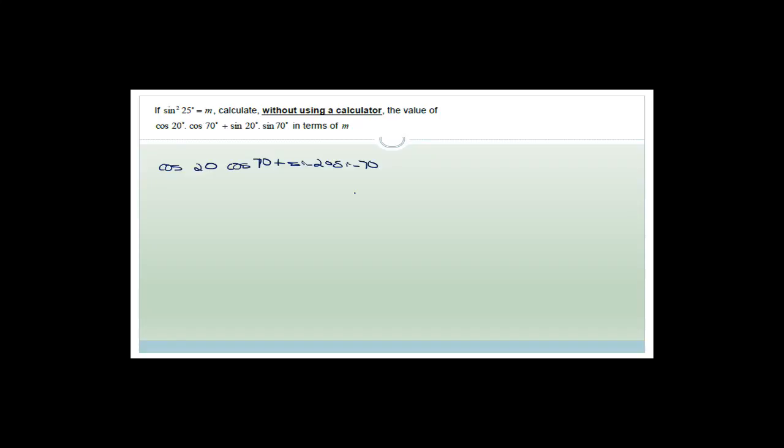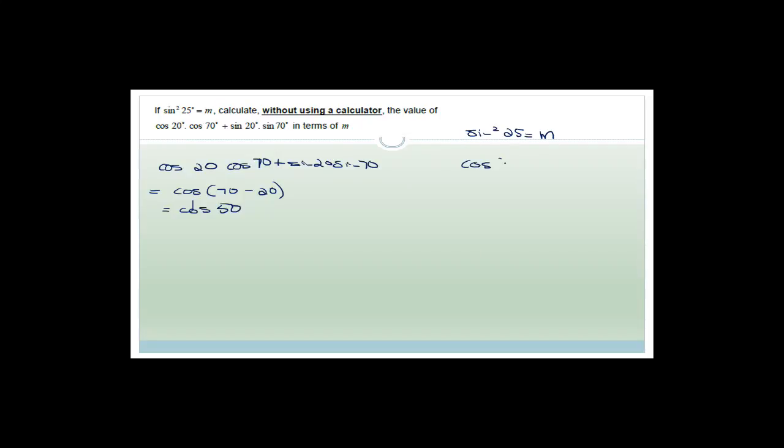Since we've already got that sine squared 25 equals m. But now this is cos 20 cos 70 plus sine 20 sine 70. So this is a cos-cos rule, which means it's going to be cos of 70 minus 20, which is cos of 50. So somehow we need to relate the cos of 50 with sine squared 25.